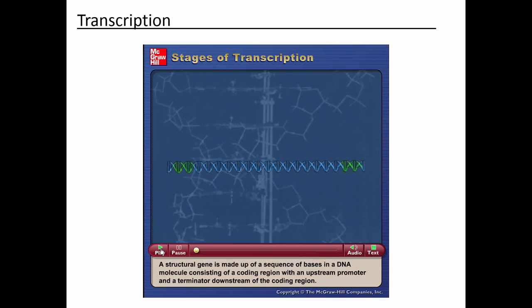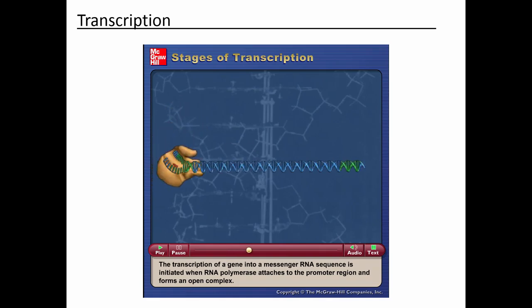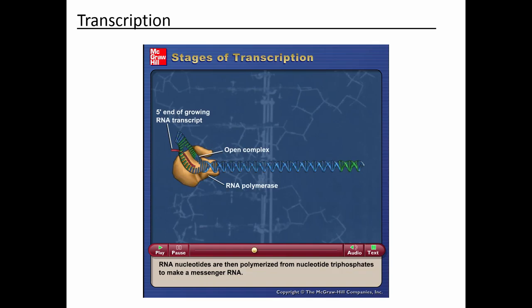A structural gene is made up of a sequence of bases in a DNA molecule consisting of a coding region with an upstream promoter and a terminator downstream of the coding region. The transcription of a gene into a messenger RNA sequence is initiated when RNA polymerase attaches to the promoter region and forms an open complex. RNA nucleotides are then polymerized from nucleotide triphosphates to make a messenger RNA.